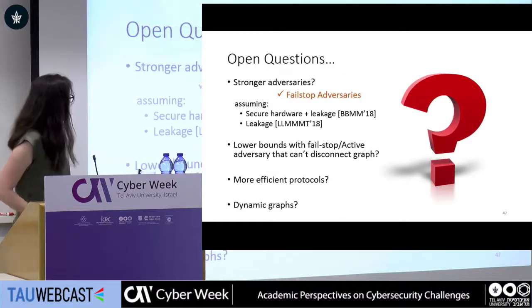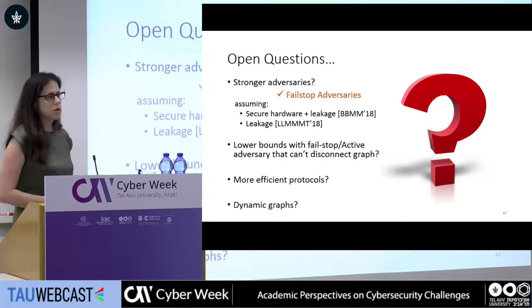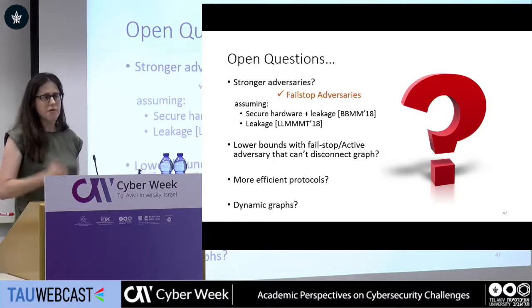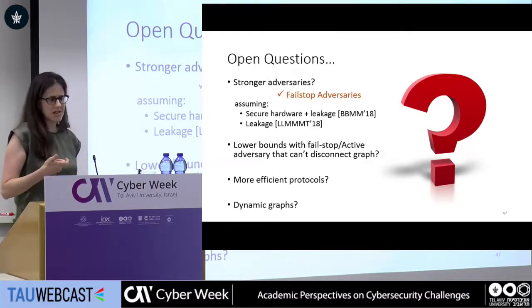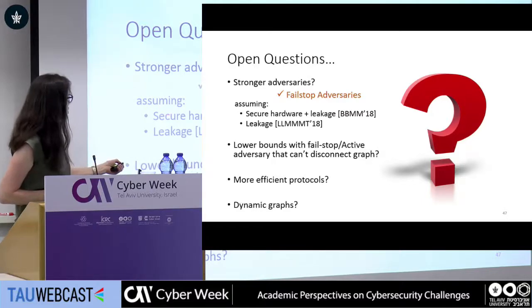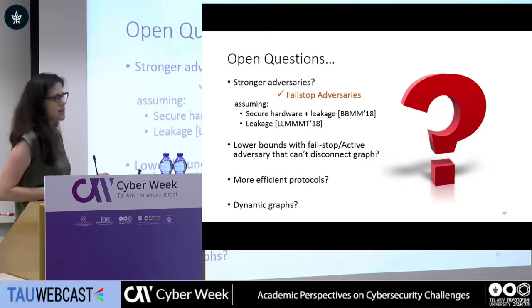And to conclude with open problems, so one open problem is what to do with stronger adversaries, like the failstop adversaries against which we had impossibility result. It turns out that if you have extra assumptions, then you can still say some meaningful things about them. For example, if you assume that you have secure hardware plus some leakage on the topology, or even just leakage on the topology, you can still gain some form of topology hiding computation.